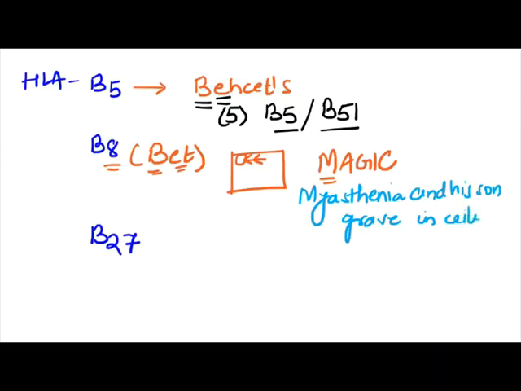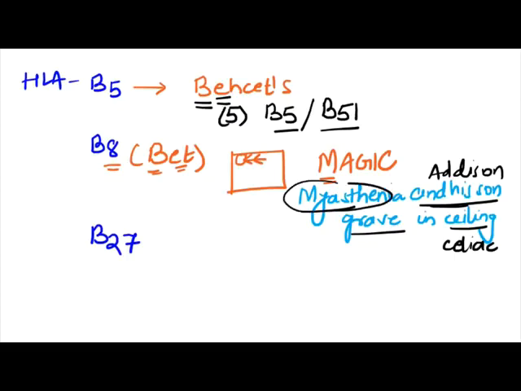is in ceiling. So if we decode this mnemonic, magic stands for myasthenia and his son is Addison, grave is Graves' disease, ceiling is celiac sprue. So myasthenia, Addison, grave and celiac are associated with B8. So B8 is a bet that it's a magic.